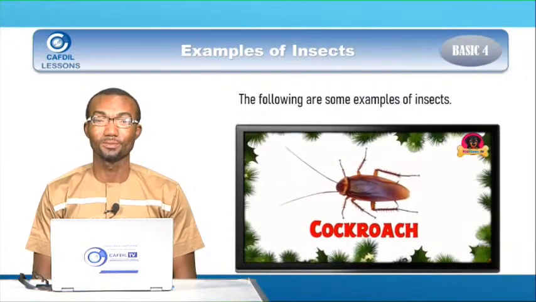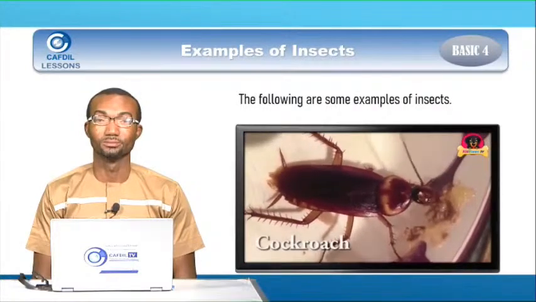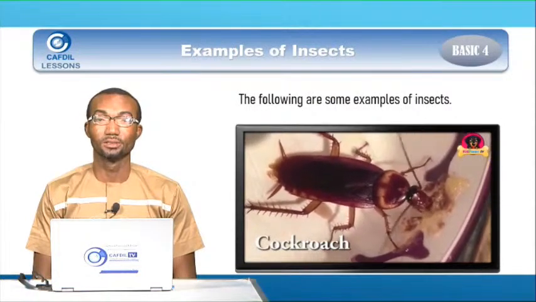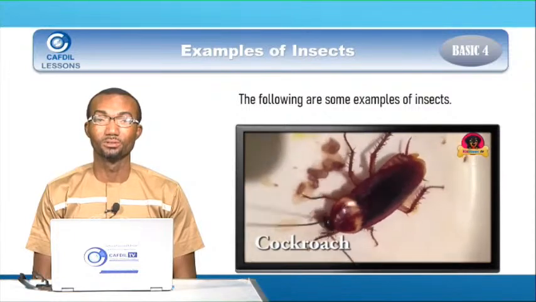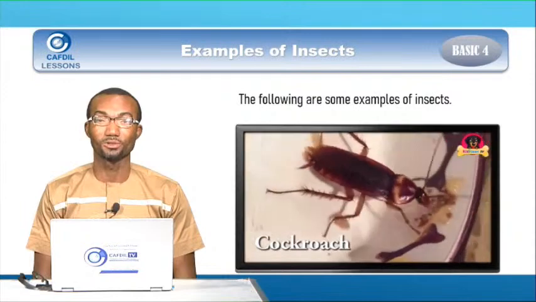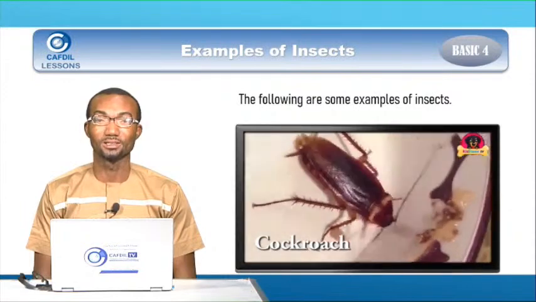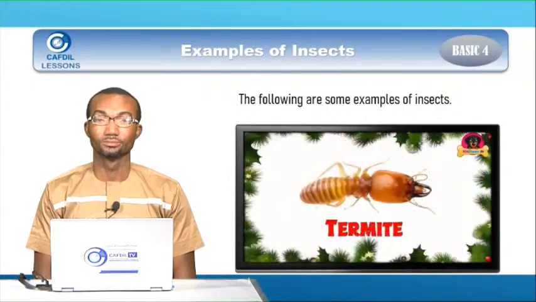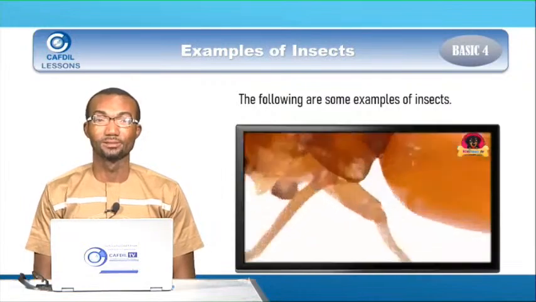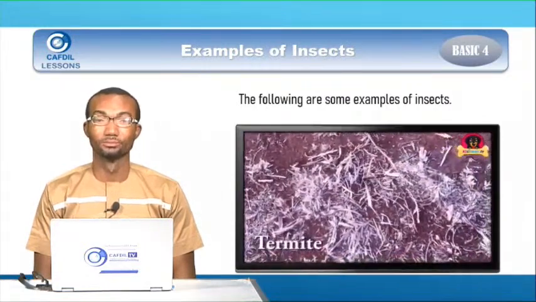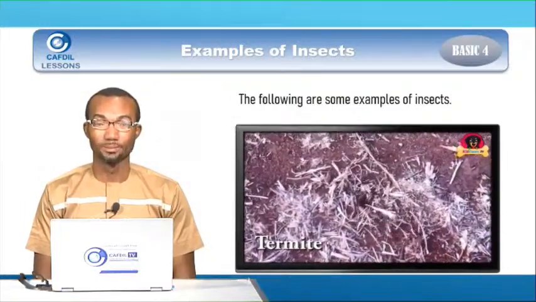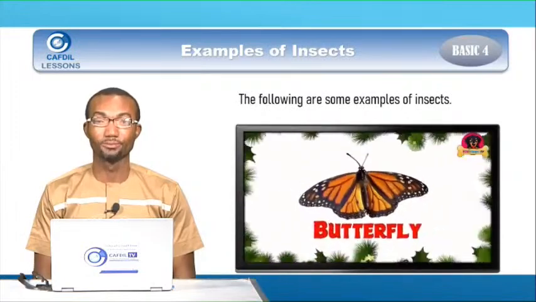Yes, we have cockroach. They are always in our homes. So you see this cockroach. You leave your plate there, they will come and finish the food for you. So a cockroach is also an example of insect. We normally find them in our homes. You have termites. Termites is also an example. Termites like destroying wood. Good.